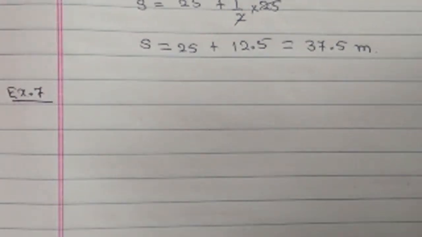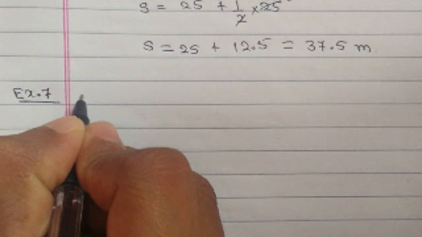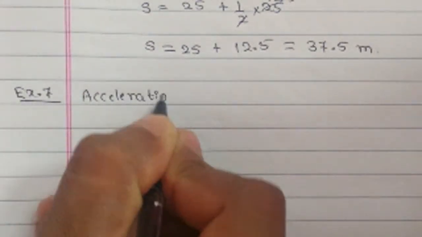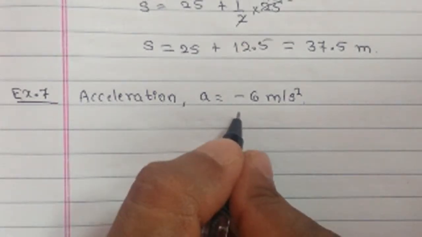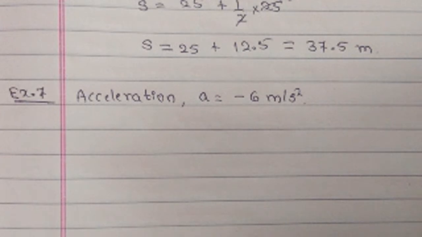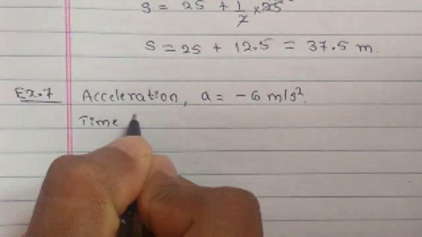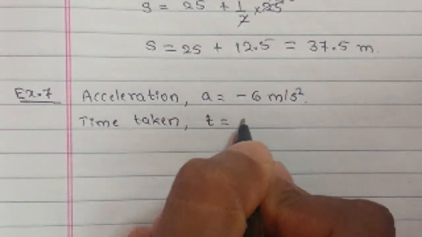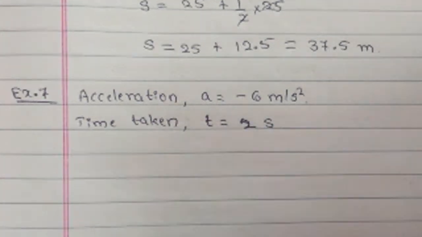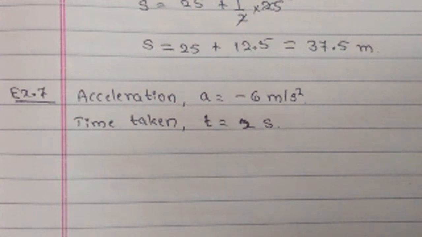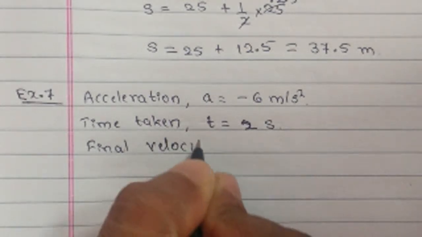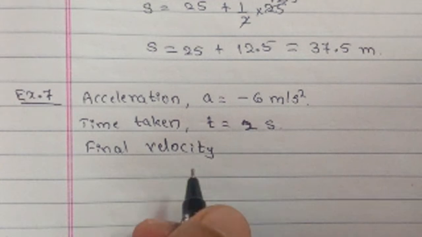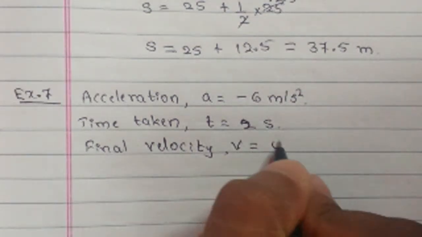See here, I will write the given data. Acceleration, a equals minus 6 meter per second square. Here it is decreasing, that's why I used the negative sign, minus 6 meter per second square. Then time taken, t equals how much? 2 seconds. Time taken is 2 seconds here, and then final velocity, because after applying the brakes after 2 seconds the car comes to rest, therefore final velocity v becomes 0.